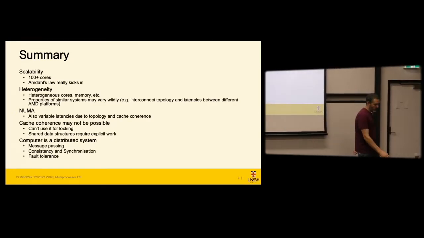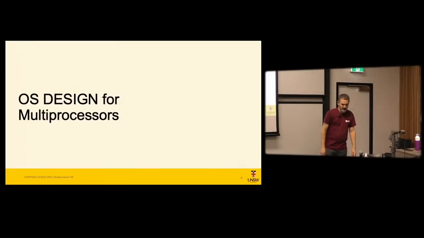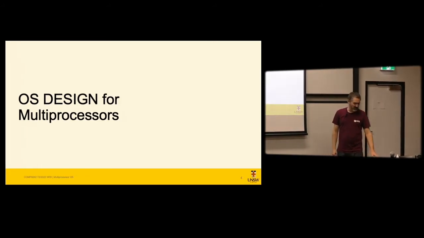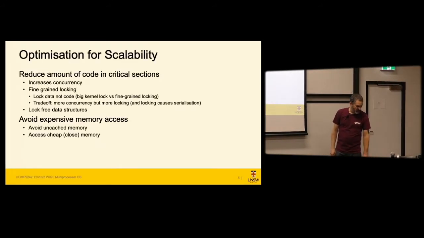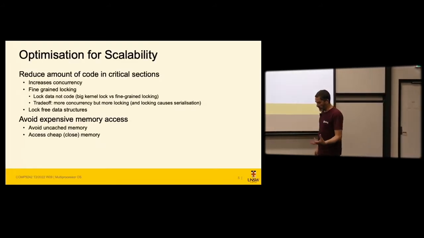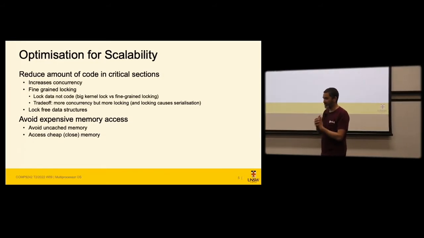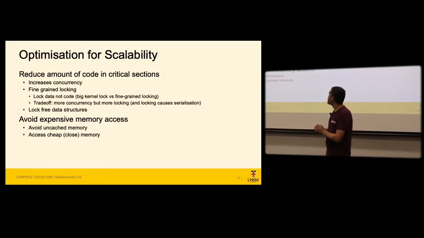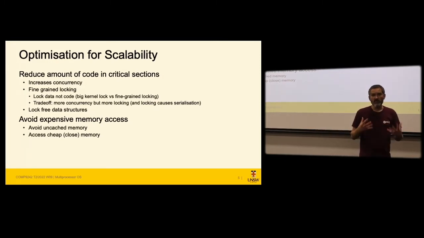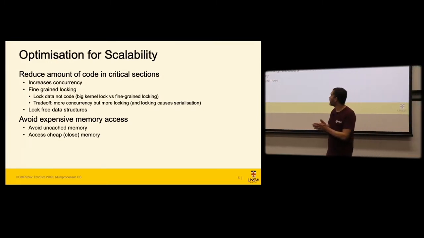And then we're going to move on from that and build on top of that, and so really focus on OS design for multiprocessors. One of the things we talked about last time was this need for scalability. And so we want to optimize our systems and our code for scalability. So what does that mean? Well, how do we do this?